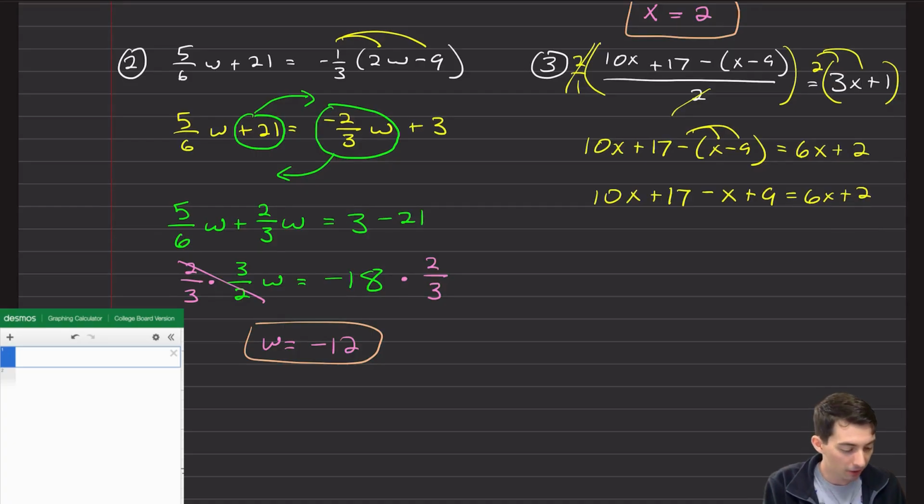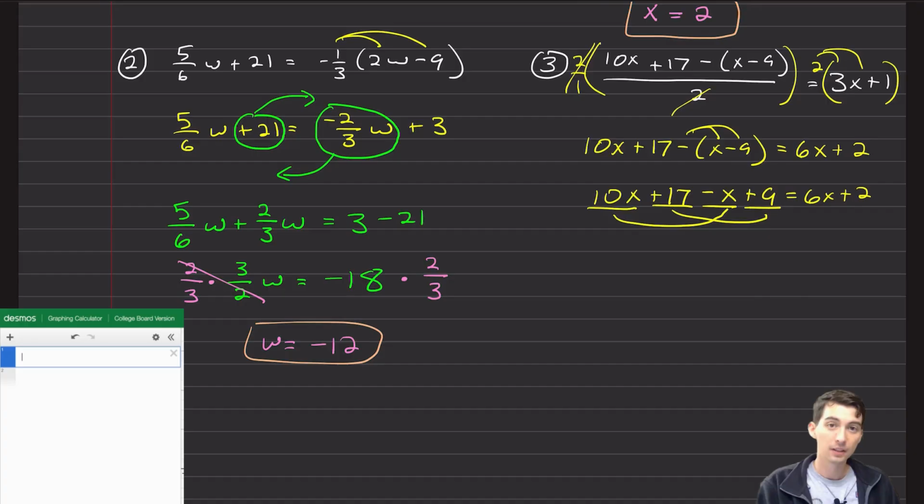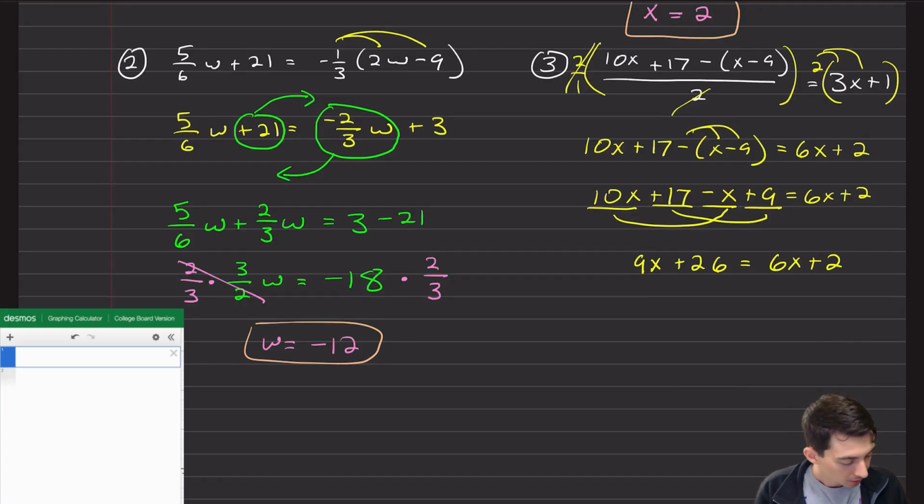And now I'm going to combine my like terms, which is the 10x and the -x, and the 17 and the 9. So 10x minus 1x will give me 9x, and 17 plus 9 will give me 26. And so now both expressions are simplified. So we're going to go ahead and get all of our variables and constants on the same side. So 6 is my smaller variable, so I'm going to move that over here, which means I'm going to need to move the 26 to the right.